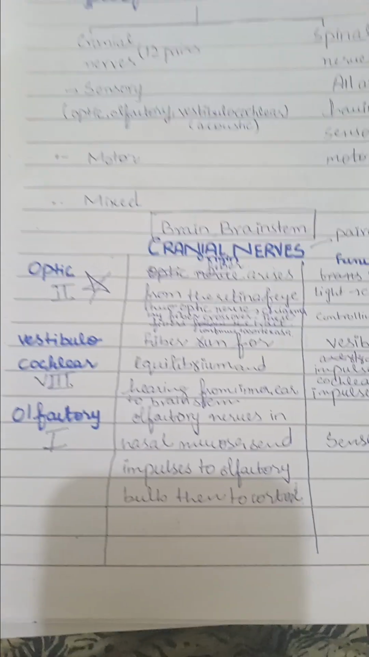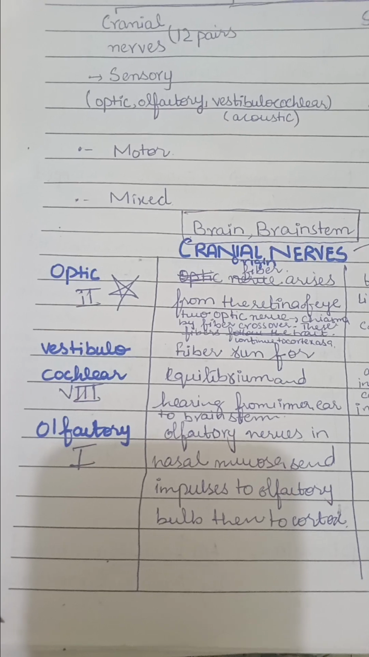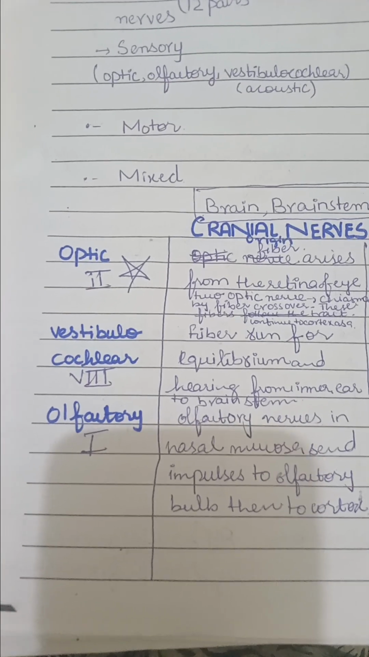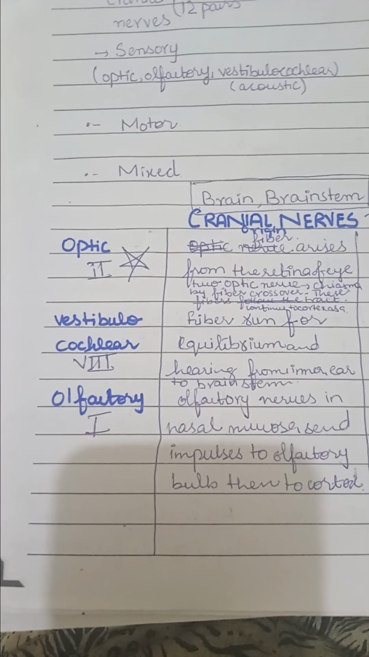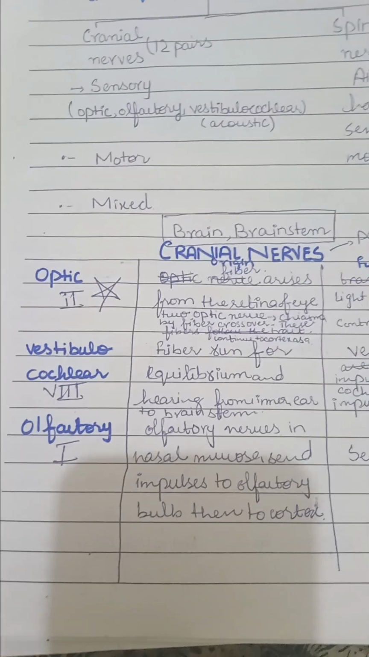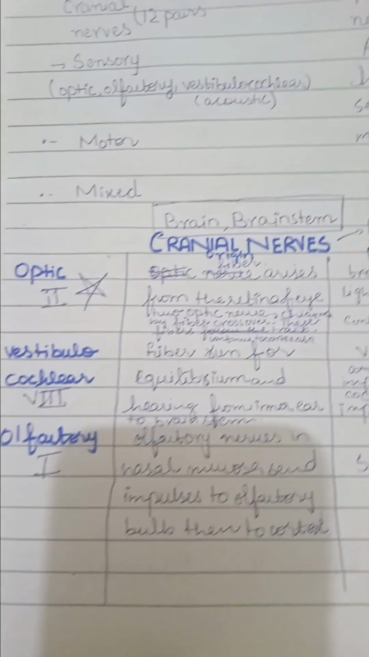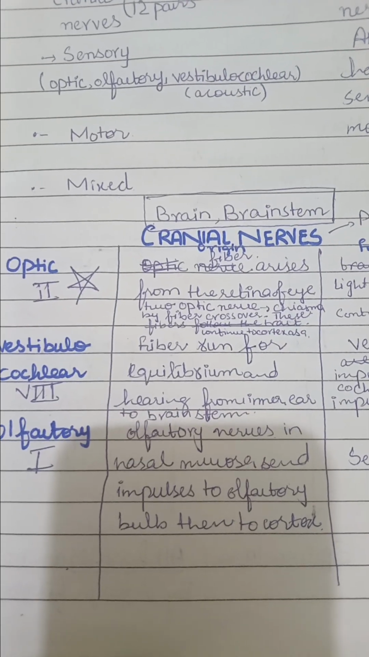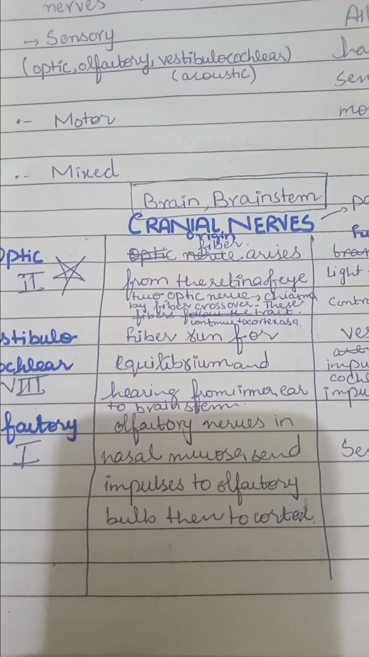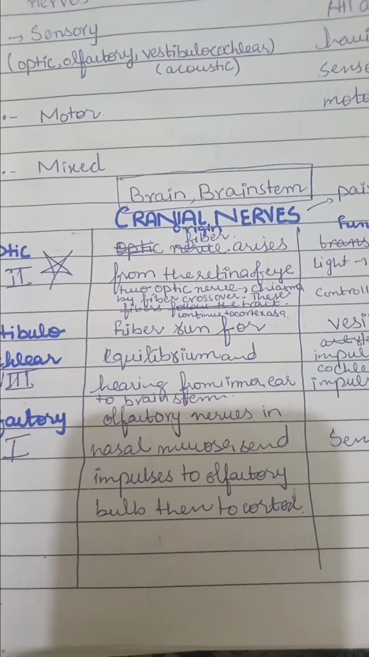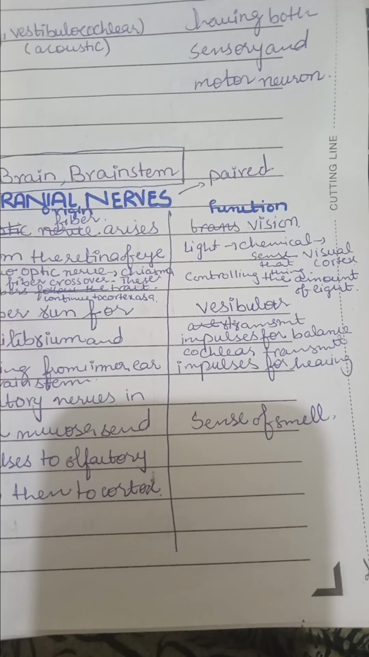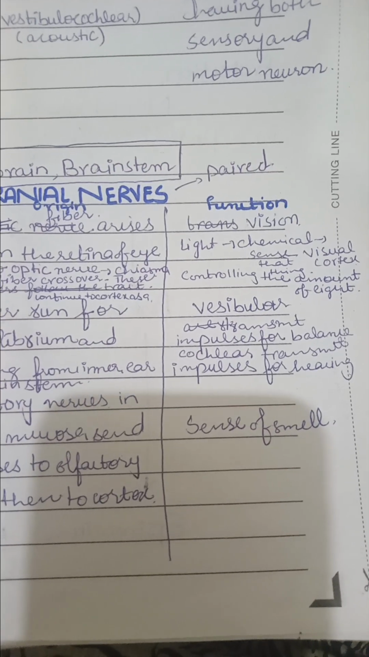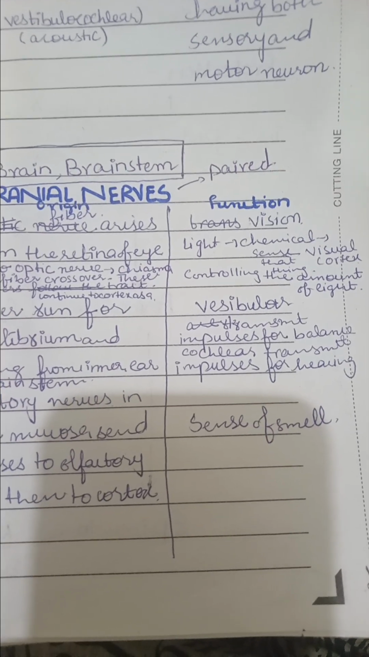Next thing is the vestibulocochlear nerve. Vestibulocochlear nerve is cranial nerve 8. Now, what is the function? Fibers run for equilibrium and hearing from the inner ear to the brain stem, and the vestibular part will be responsible for balance, and the cochlear part will transmit nerves for hearing.